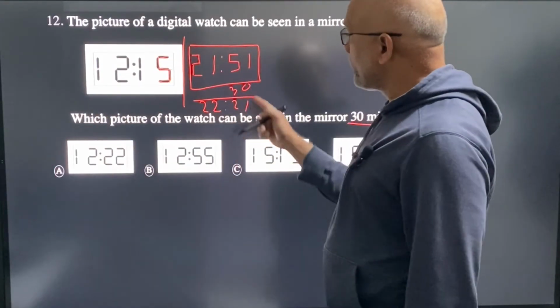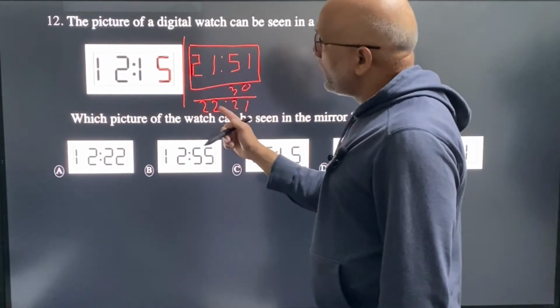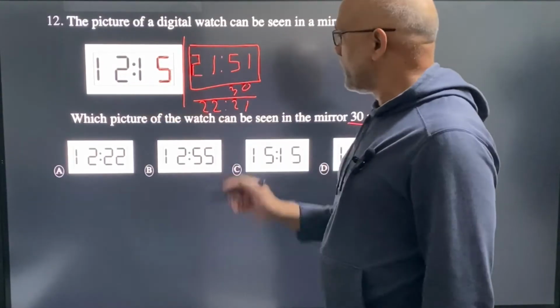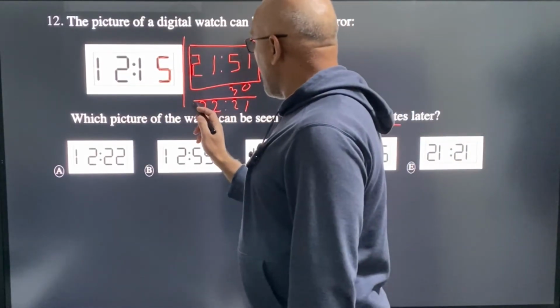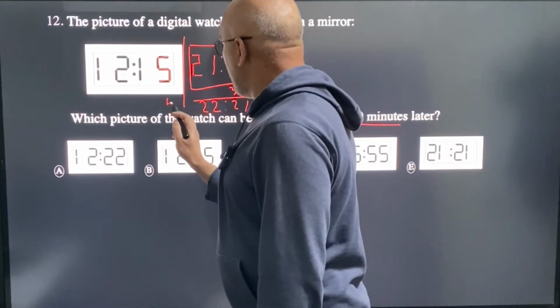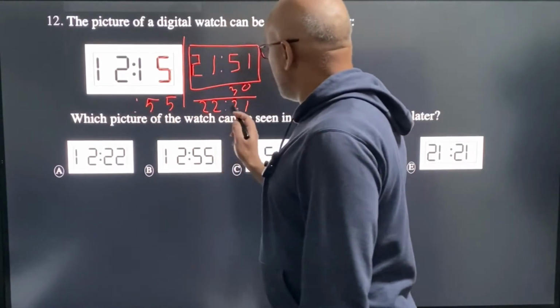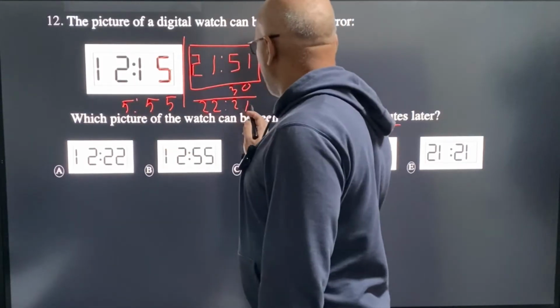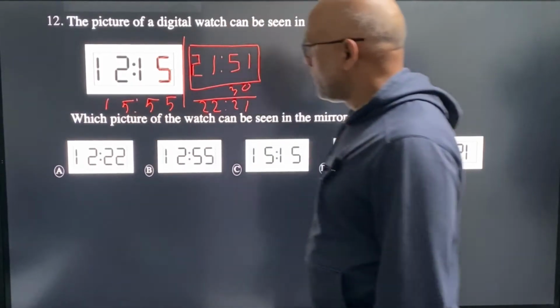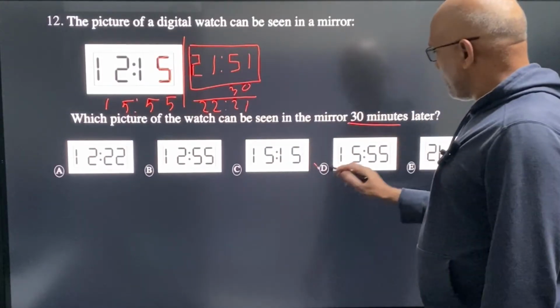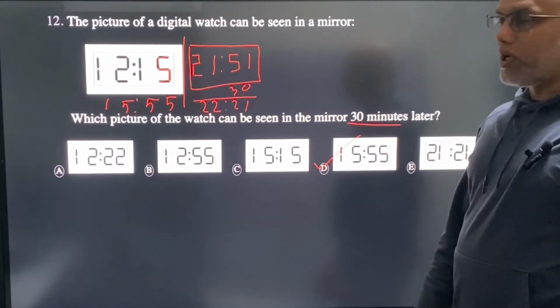But I'm not looking for this time. I'm looking for the reflection of it, right? So what I will see here in 30 minutes. Let me reflect it back. So again, this 2 will look like a 5. Then 1 will remain the same, right? So 1555, 15D is the correct choice.